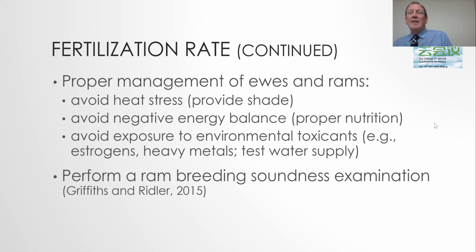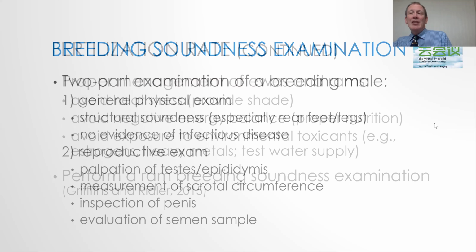We want to try to avoid negative energy balance around the time of mating and try to avoid exposure to environmental toxins such as environmental estrogens, heavy metals that can particularly interfere with normal sperm production. And I would recommend, if you're working with a flock that has low reproductive efficiency, it's a pretty good idea to get a water sample and test that to see what contaminants may be there. But one of the tried and proven technologies that is something that everyone should adopt if they want to maximize their sheep reproductive efficiency is to put your breeding rams through a ram breeding soundness examination.